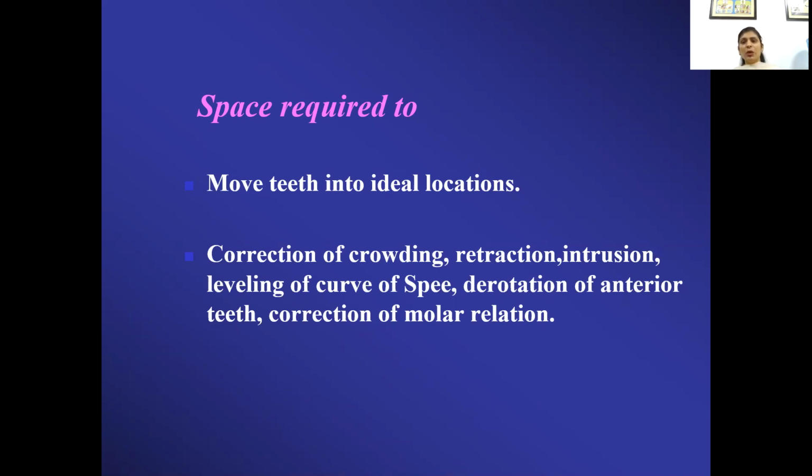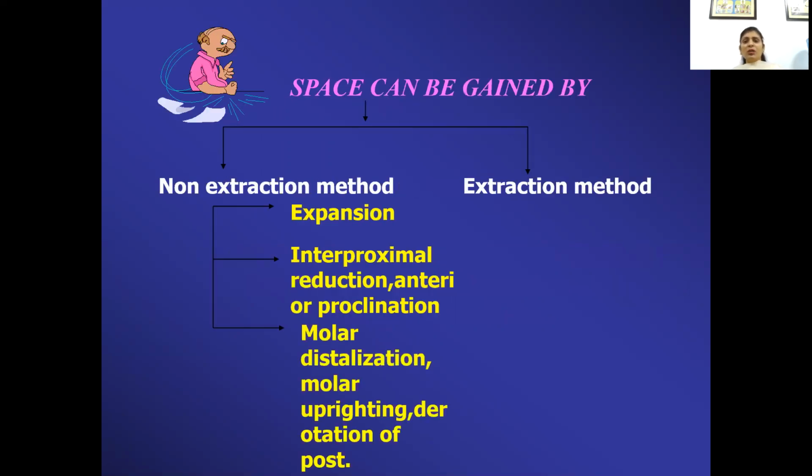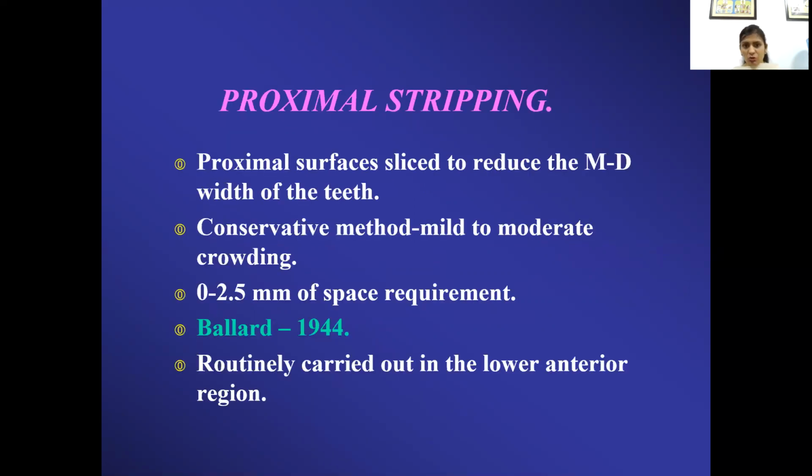So how much space is required? It varies from case to case. And what are the methods by which this space can be gained? So these methods can be classified under two broad headings, that is extraction and non-extraction methods. Non-extraction methods are expansion, interproximal reduction, which is also called proximal slicing, proclination, molar distalization, uprighting. There are many methods which can create the space by non-extraction. Among them, we would be discussing proximal stripping today.